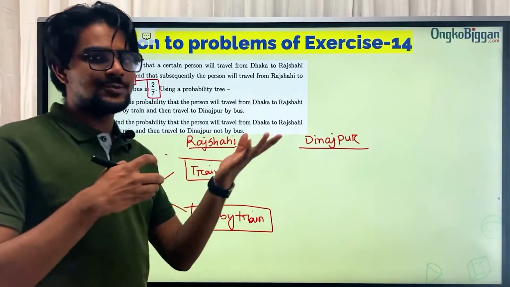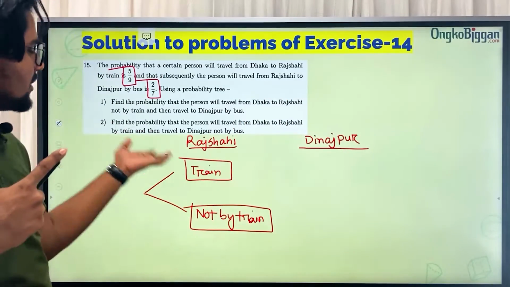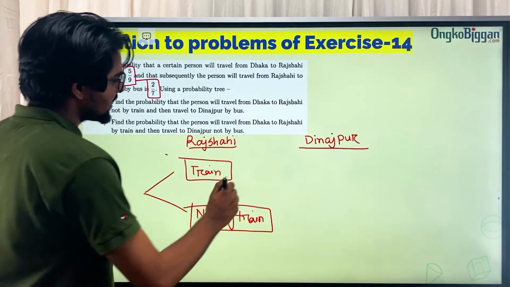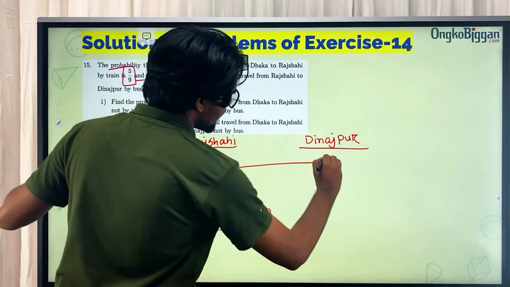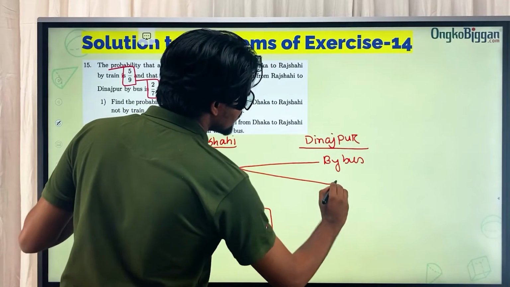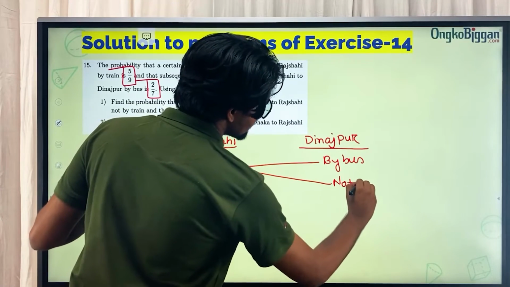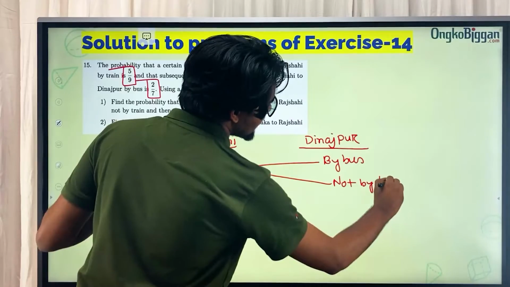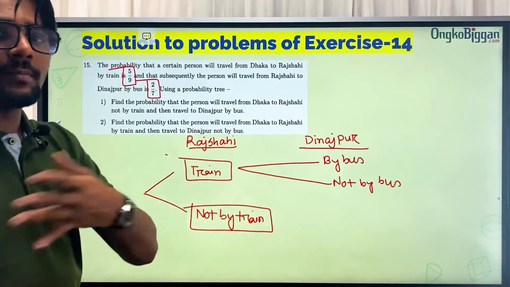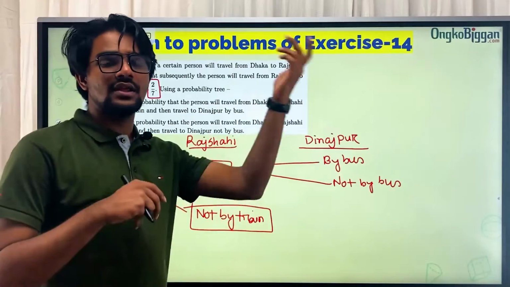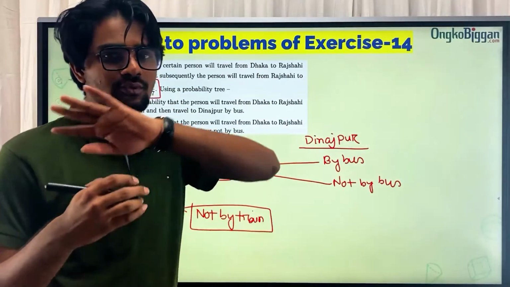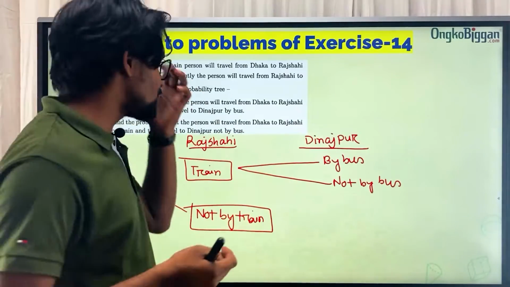Then he reached Dinajpur, and after he done his party, he can go in two other ways. That is, he can go by bus to Dinajpur, or he can go not by bus. That is, he can again take a train, or he can move through a private car, or he can actually bribe a truck driver and use his cabin as transport, or use the truck as transport.